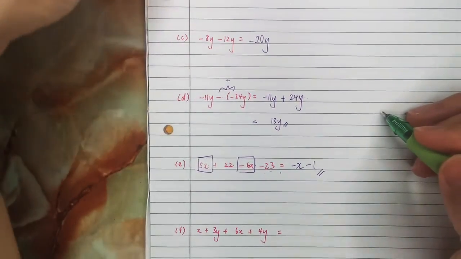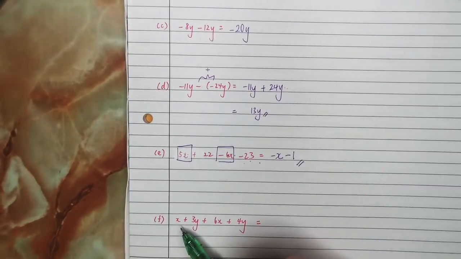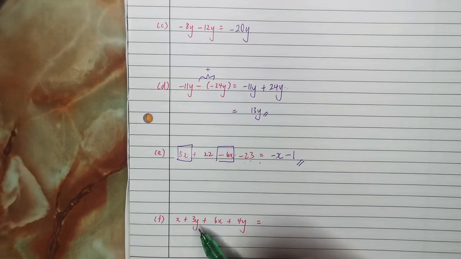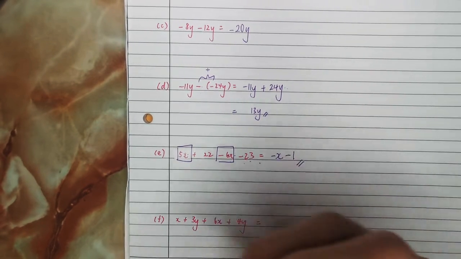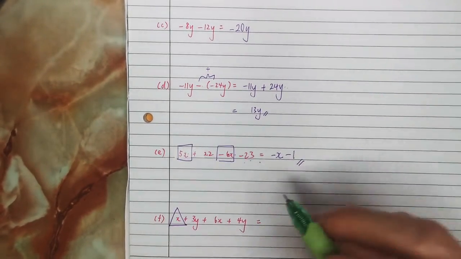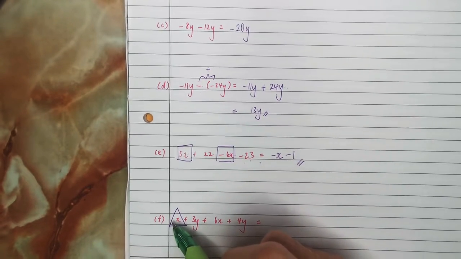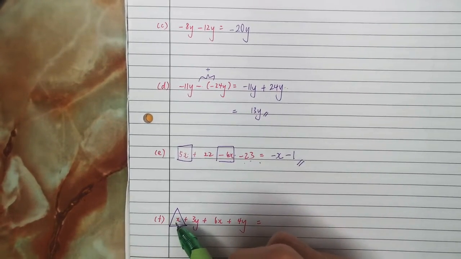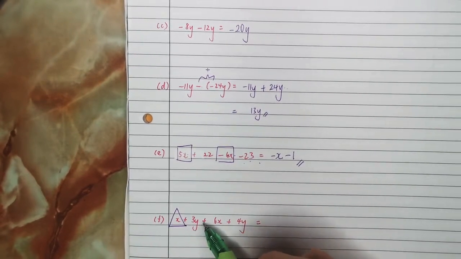So let's look at the next one, part F. Can you identify all the like terms? Let's look at it one by one. For x, what is the like term of x? I use a triangle to box out. This triangle or square, it doesn't matter, but make sure that when you box them out, you must box any sign that's in front. For example, when there's a plus sign or a minus sign, you must box them out together. So which of the following three terms is a like term of x?